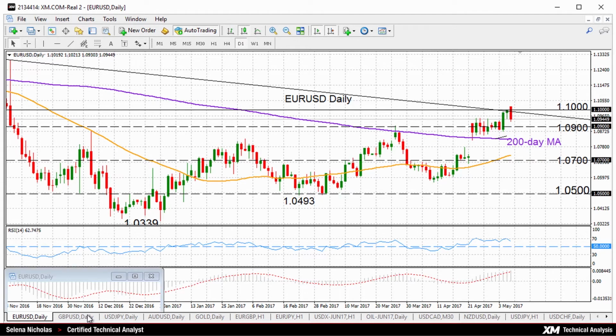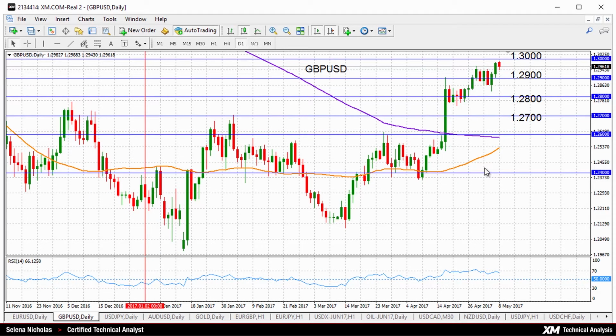If we look at pound dollar now, the pressure remains to the upside after breaking above the 200-day moving average. The bias became quite bullish for the short term, but we need to see a daily close above 1.30. That would indicate that cable moved into a bullish phase again, because right now the near-term bias is quite neutral.